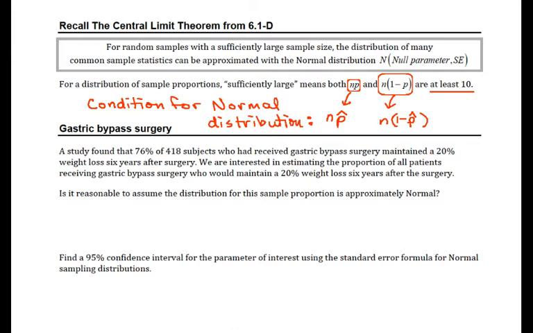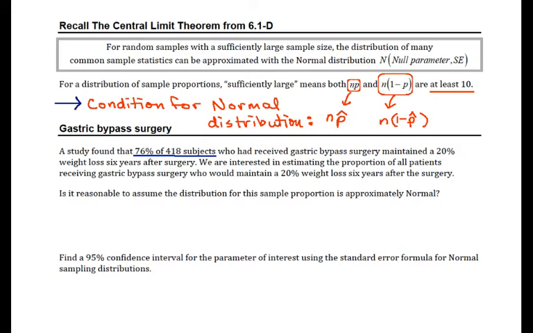So that said, let's look at this example. A study found that 76% of 418 subjects who had received gastric bypass surgery maintained a 20% weight loss 6 years later. So we want to just generalize this to a population of everybody who receives gastric bypass surgery. Is it reasonable to assume the distribution for this sample proportion is approximately normal? That's really where this condition comes in.